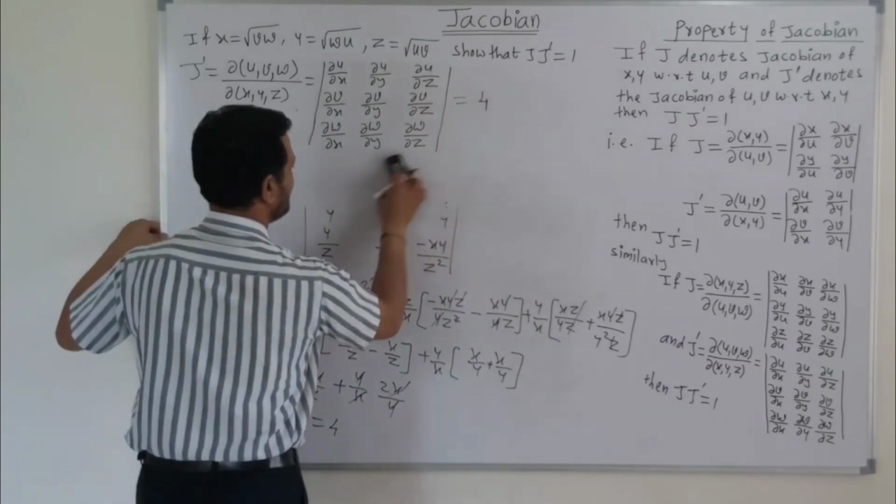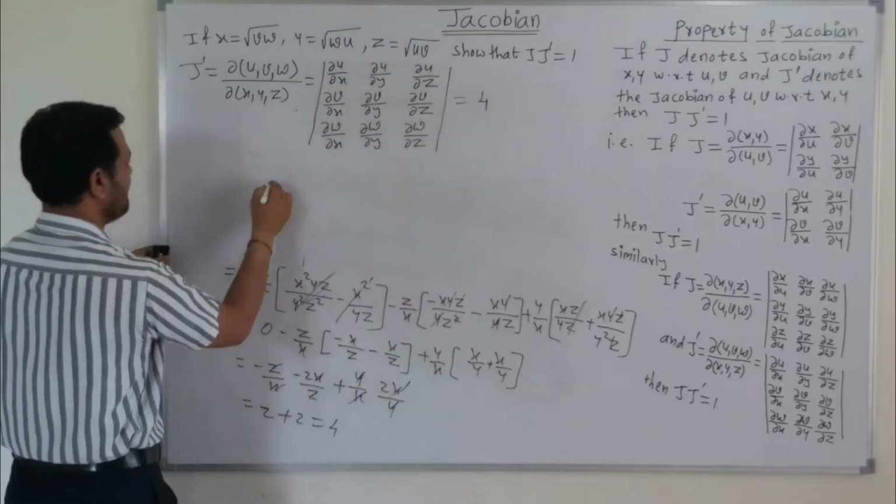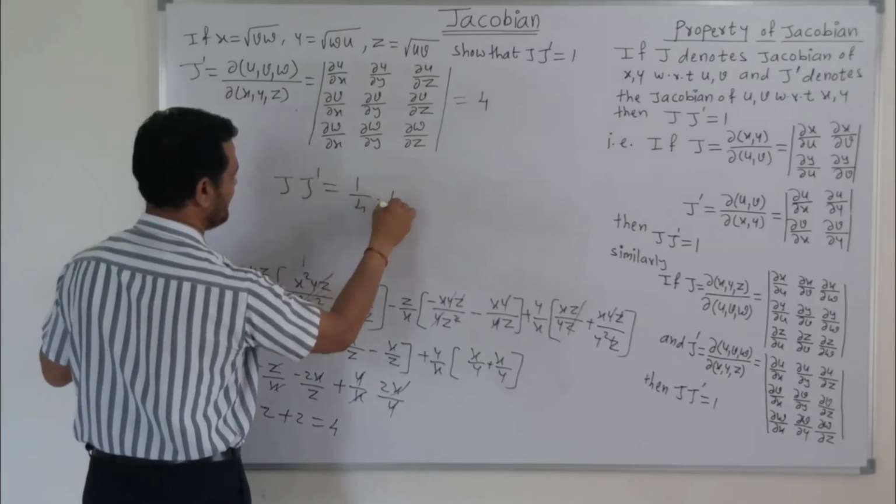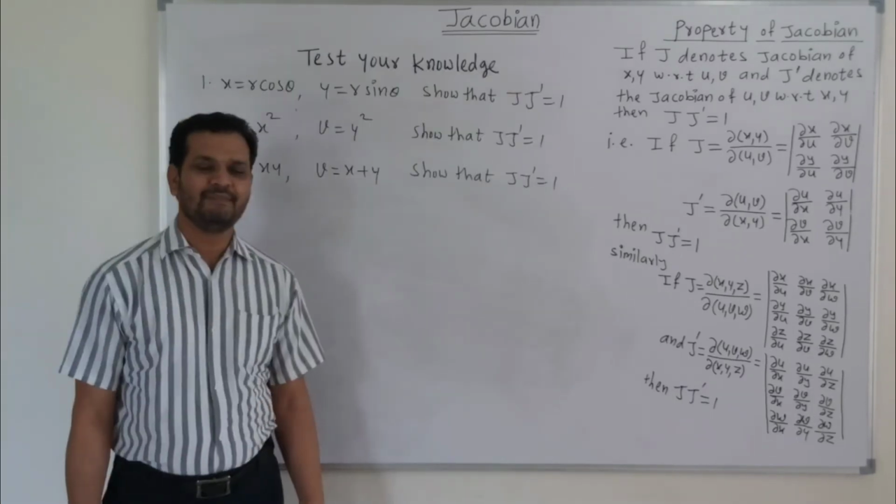Therefore from these two equations we can easily mention that the value of z into z dash is 1 by 4 into 4, which is equal to 1.